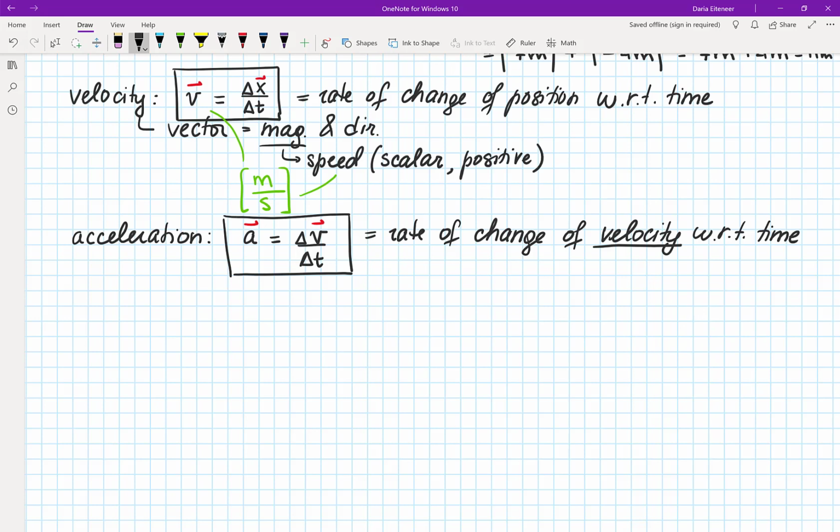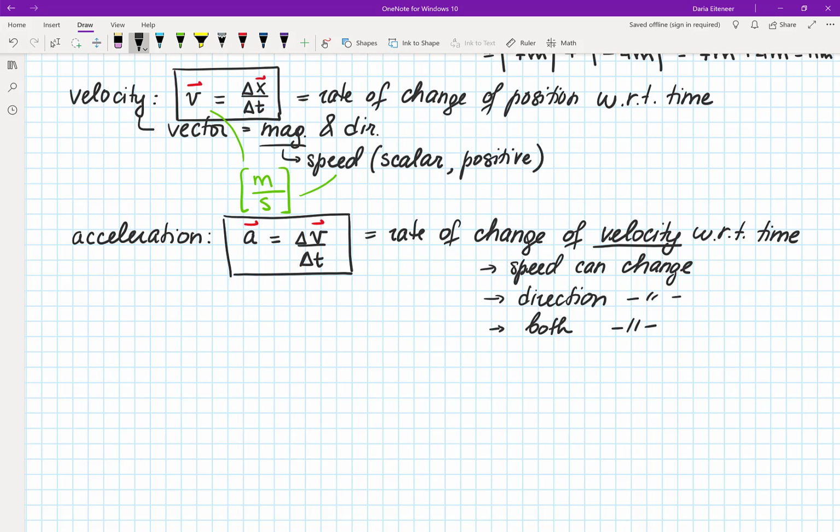So when we talk about rate of change of velocity, we can say that speed can change, or direction can change, or both. This little symbol here basically just copies the previous line to the current line. So acceleration is rate of change of velocity with respect to time. And yes, it is a vector.